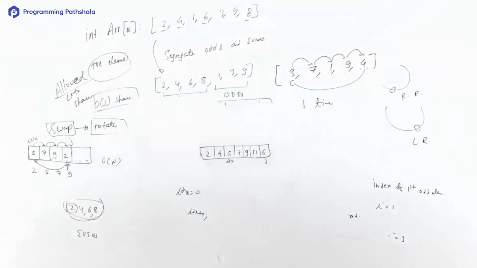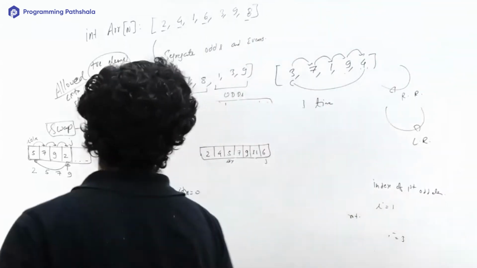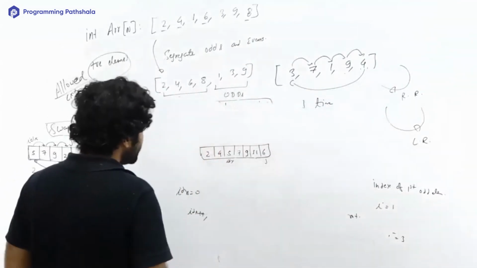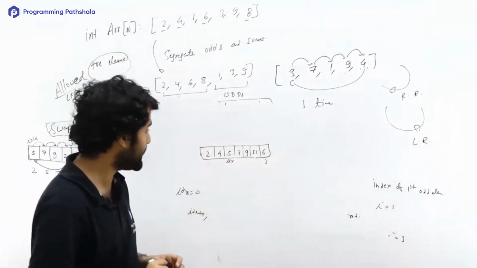Reverse array, then reverse till k. No, that's not how it works. Look, whenever you are reversing till k or reversing after k, reverse operation is never an order 1 operation. Reverse operation is going to be order n. I know you're talking about the optimal approach, but even in that, the time complexity is order n, if you take a look at that.